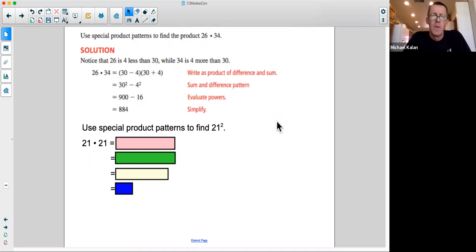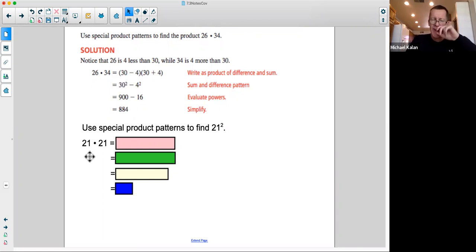Oh my gosh. Okay. Notice that 26 is 4 less than 30, while 34 is 4 more than 30. So couldn't we write 26 as 30 minus 4 and 34 as 30 plus 4? Sure, of course we could. Didn't we just make conjugate binomials? First term's the same, second term's opposite. And then apply what we learned, which means we're going to just do first term squared minus the second term squared, difference of two squares, right? So 30 squared, easy to do, right? 30 times 30 we know is 900. 3 times 3, add 2 zeros on. And we know 4 squared is 16. And you can do that in your head.